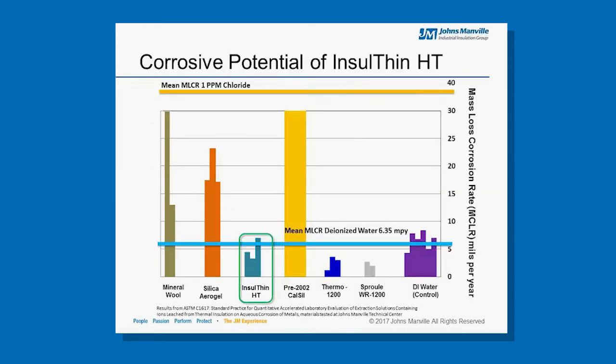So when we look at the corrosive potential of InsulThin HT, this is the same test method that we have been discussing, ASTM C1617. You can see, however, there's a data point above the deionized water. It still meets the ASTM product standard because it requires a corrosion loss rate less than 1 part per million chloride solution. You can see that line is up near the 38 mass loss corrosion limit.